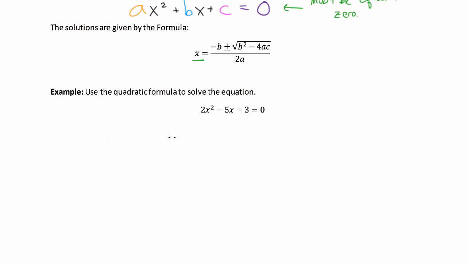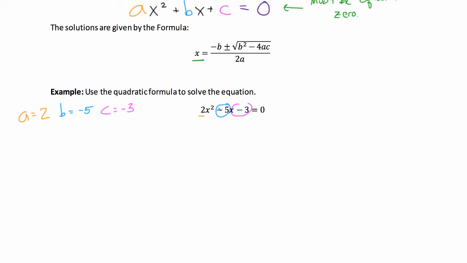Okay, and the first thing I'm going to do is just make note of what my a, b, and c are. So first of all, this is in standard form. So my A is 2, my B is, and now remember, as is the case with a lot of these polynomials, my B is going to include that negative. So my B is -5, and my C is -3. And I find that if you write out what your A, B, and C are, you're a lot less likely to make sign mistakes.